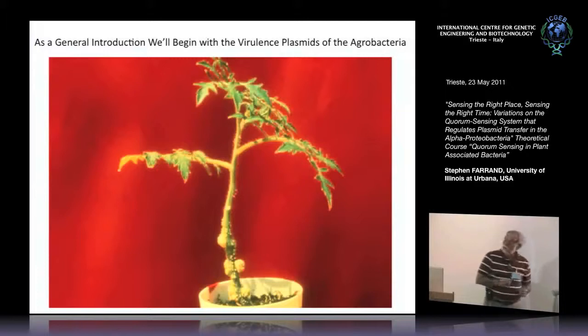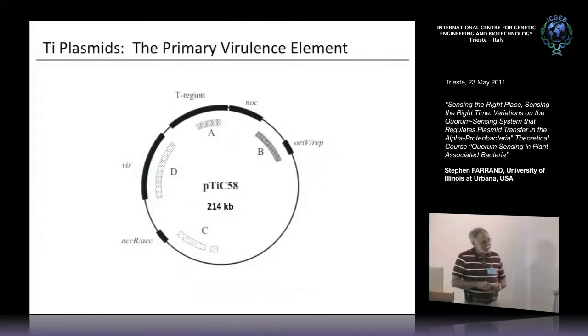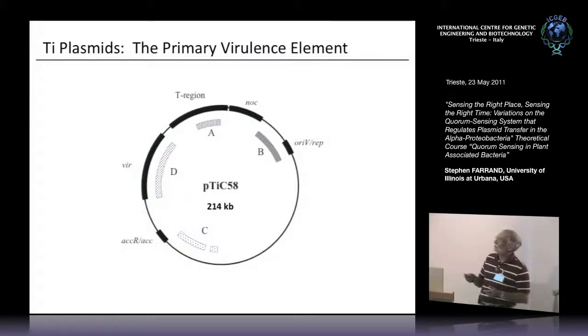So you all know this. This is not a phylogenetic tree. This is a tomato plant. And this is a tomato plant that has been infected with Agrobacterium tumefaciens, and of course you get these crown gall tumors on the side of the plant at the infection site. The reason that the bacterium can induce these tumors in the plants is because it has a plasmid. And these plasmids are called TI plasmids for tumor inducing.